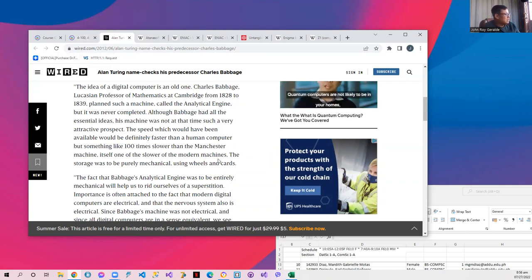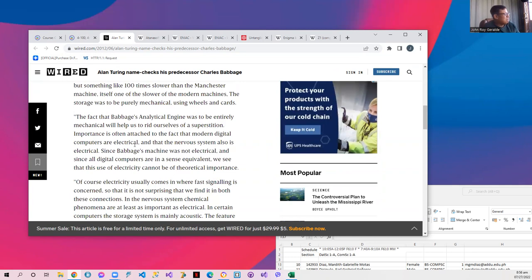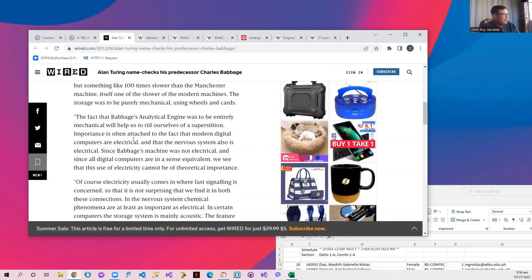The storage was purely mechanical using wheels and cards. The fact that Babbage's analytical engine was to be entirely mechanical will help us rid ourselves of a superstition. Because it's entirely mechanical, there's no magic. It can be traced physically.